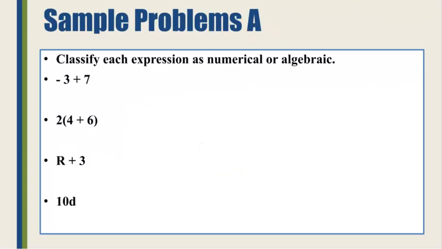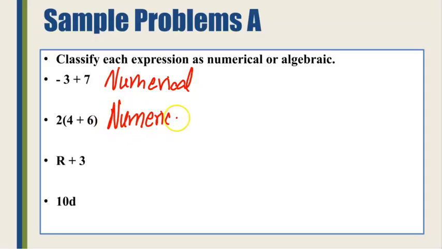So let's take a look at some examples. Here we want to classify the expression as numerical or algebraic. So negative 3 plus 7, I'm only dealing with numbers, so this would be numerical. Next, 2 times parentheses 4 plus 6, I'm only dealing with numbers, so this would be numerical. Next, I have r plus 3. There's a variable involved, so this would be algebraic. 10d, or 10 times d, the variable is involved, so this is also algebraic.